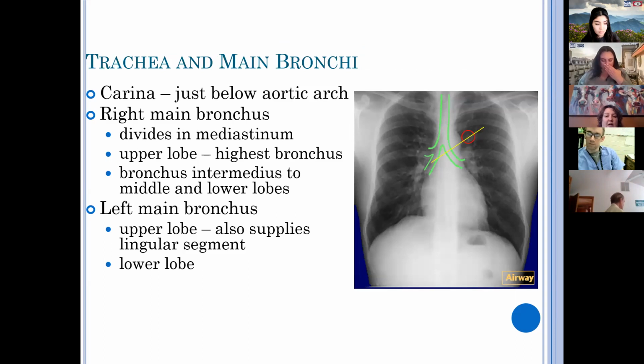The first branch that comes off of the right main bronchus is going to go into the upper lobe. And then you've got the bronchus intermedius, which is here, which would divide into the middle and the lower lobes. The left main bronchus over here also goes to the upper lobe, which supplies the lingula and then the lower lobe.